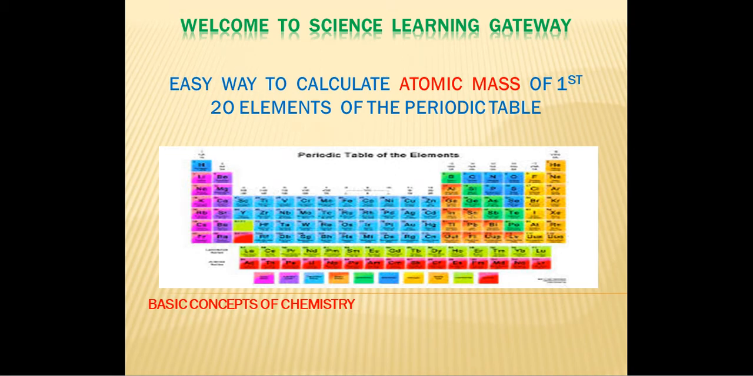So, by looking at the screen, you must have understood what we will learn today. Today we will learn a very easy way to calculate the atomic mass or the mass number of the first 20 elements of the periodic table.